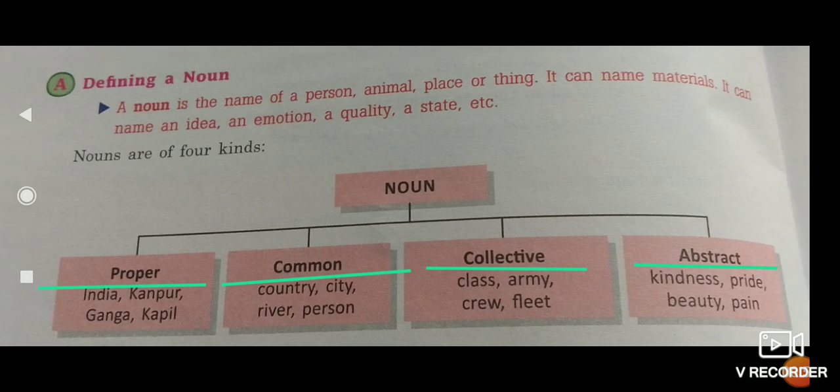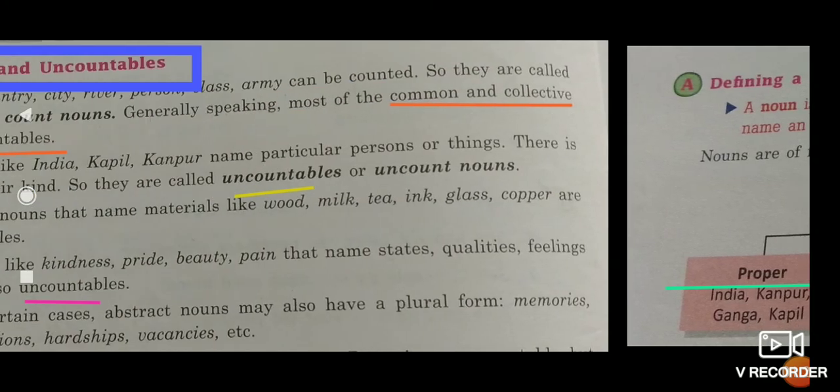noun. And if one word is indicating a group of persons, animals, places, or things, that will be known as collective noun. And the idea, emotion, or quality which we can't see or touch will come under the category of abstract noun. So let us go further.